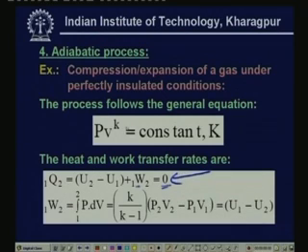And if you use this equation along with this equation, you get this expression for work transfer. So that means work transfer during an adiabatic process is given by k divided by (k minus 1) into (P2V2 minus P1V1), which is nothing but U1 minus U2. So this is a typical work transfer for an adiabatic process.